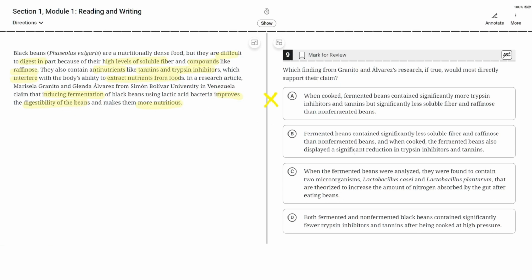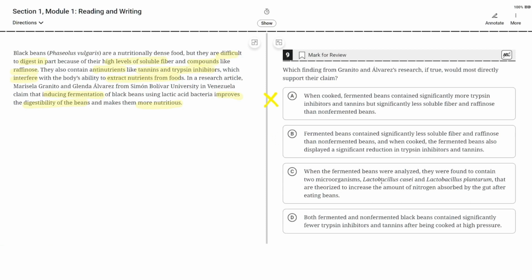And when cooked, the beans also displayed a significant reduction in trypsin inhibitors and tannins. So, like before, the tannins and trypsin inhibitors interfere with the body's ability to extract nutrients from foods. So a reduction in tannins and trypsin inhibitors would mean that the beans would be more nutritious. So B seems to be the correct choice.